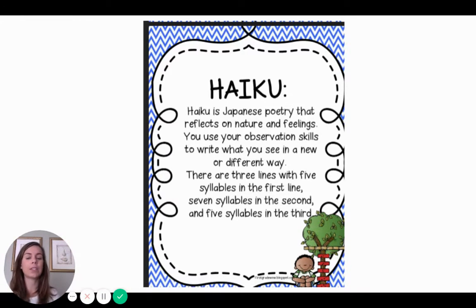Today we're going to focus on haiku poems. Haiku is Japanese poetry, and it reflects on nature and feelings. You use your observation skills to write about what you see in a new or a different way. Haiku poems have 3 lines.